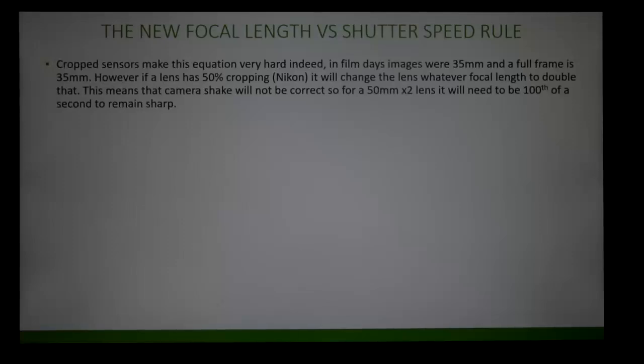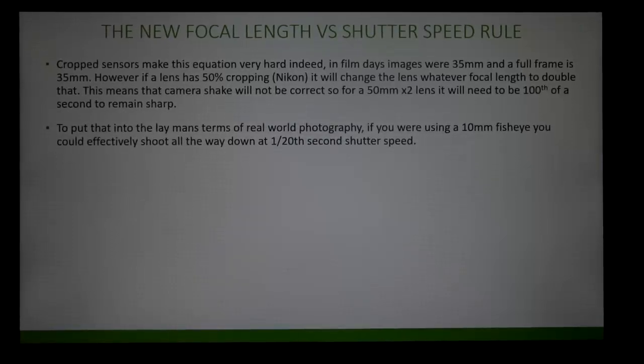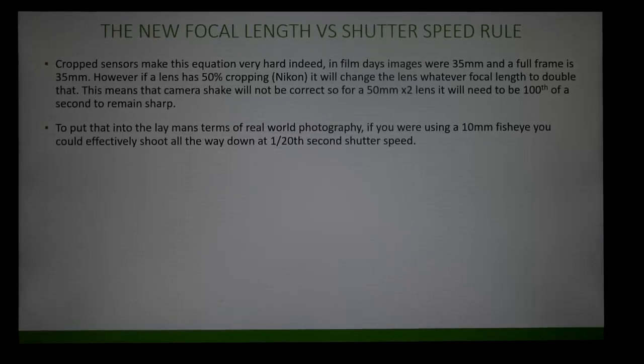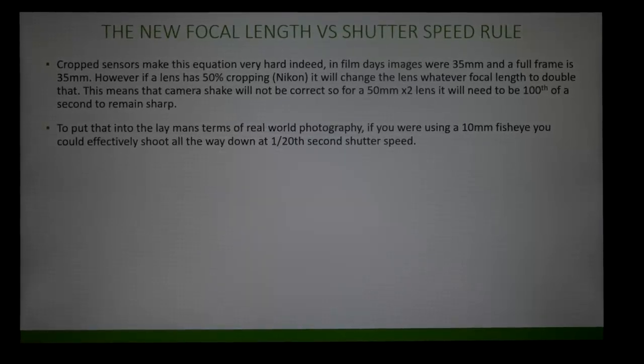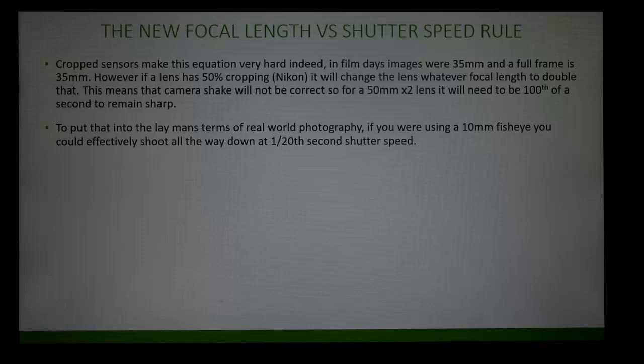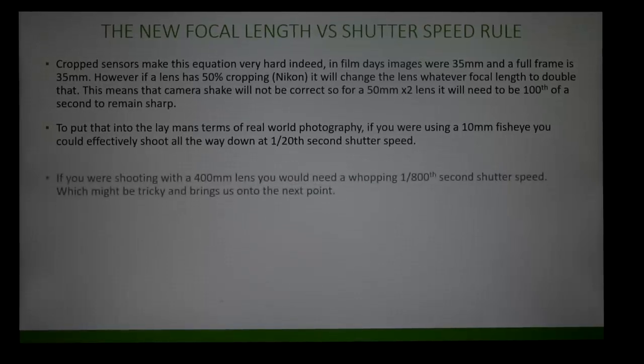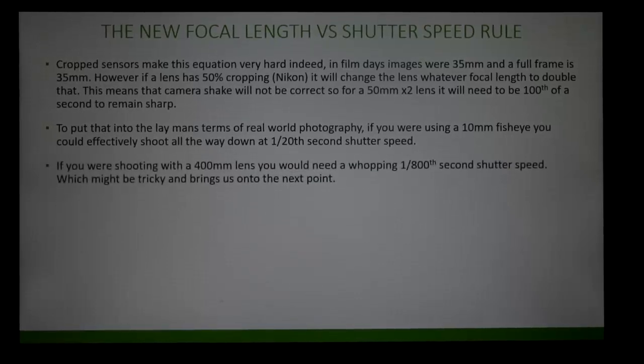To put that into the layman's terms of real-world photography, if you were using a 10mm fisheye, you could effectively shoot all the way down at 1/20th second shutter speed. If you were shooting with a 400mm lens, you would need a whopping 1/800th second shutter speed, which might be tricky and brings us on to the next point.